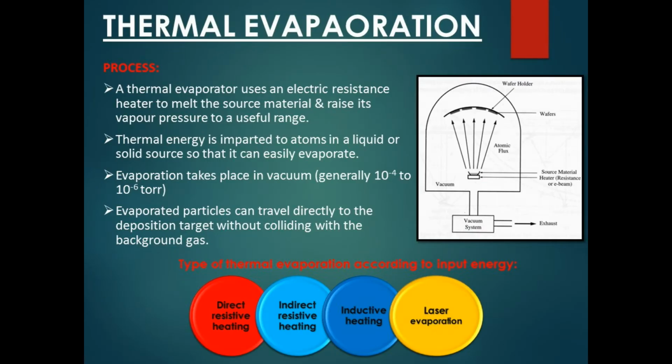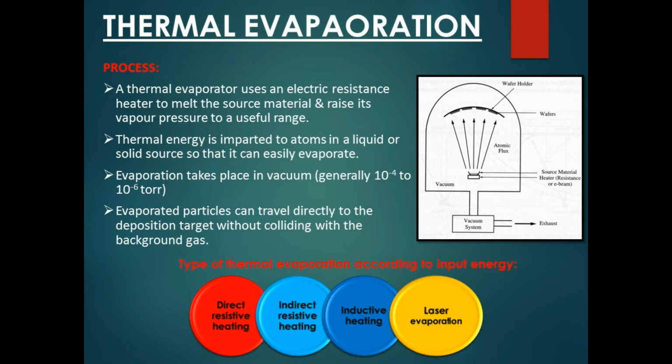Now, talking specifically about the first technique of the PVD method, that is the thermal evaporation technique. This evaporation takes place in a vacuum chamber which has a pressure in the range of 10 to the power minus 4 to 10 to the power minus 6 torr. A thermal evaporator uses an electric heater which melts the source material and raises the vapor pressure. Thermal energy is imparted to atoms in a liquid or solid source so that it can easily evaporate. These evaporated particles can travel directly to the deposited target without colliding with the background gas. And finally, a thin film layer is deposited on the substrate.